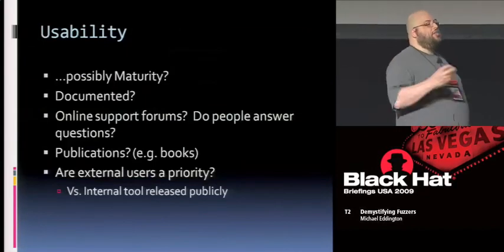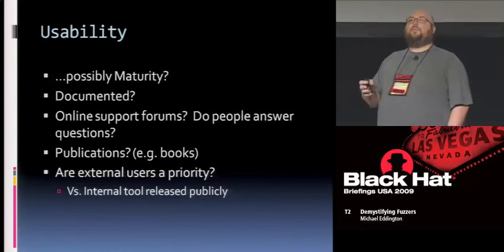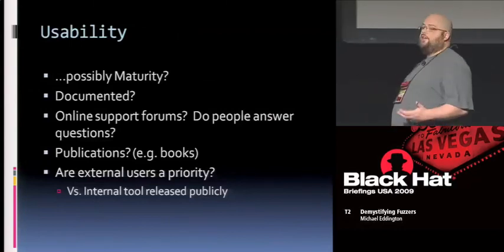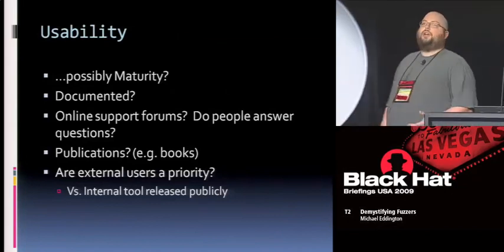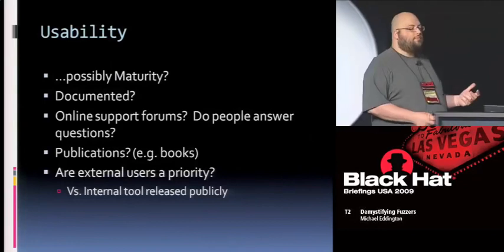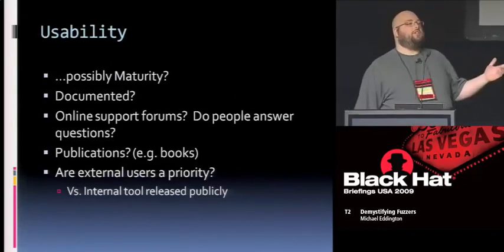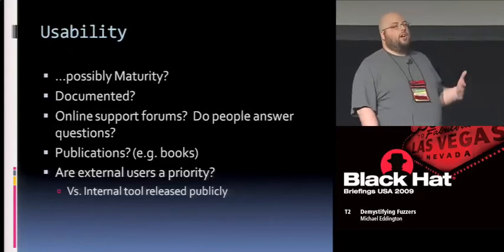The next thing is maturity or usability of the product. This is one of those things like, how many real versions has your product gone through? Are you still the fledgling fuzzer that hasn't put a lot of thought into what it's really doing internally, or have you been through a few major revs? Do you have online support? Publications, is there a book published to teach me how to use this? Are external users a priority to you?